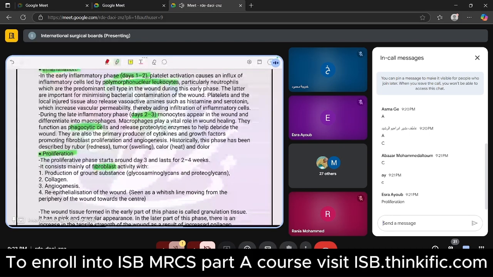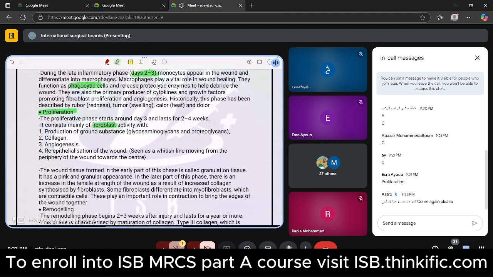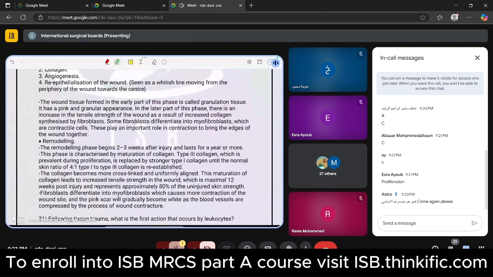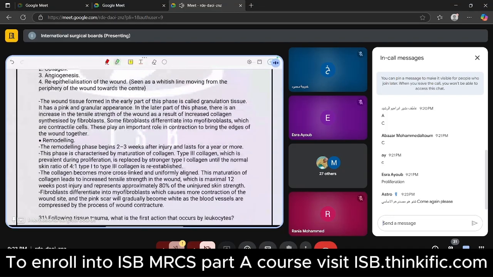So again, let me repeat, because I'm stressing that's very important for us. Inflammatory phase, early, 1 or 2 days, neutrophils; 2 or 3 days, macrophages. Proliferative phase, which is after the third day, meaning 4th day and beyond, until 2 to 4 weeks. That's mainly fibroblast activity, okay? So again, I'm not gonna go into detail.